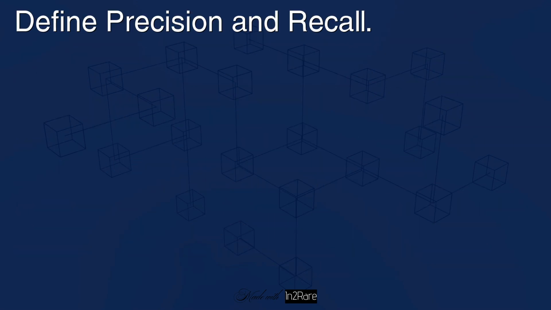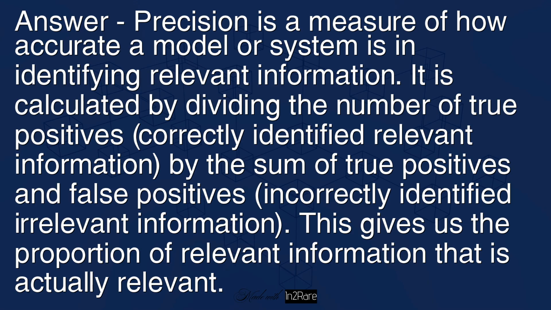Define precision and recall. Answer: precision is a measure of how accurate a model or system is in identifying relevant information. It is calculated by dividing the number of true positives, correctly identified relevant information, by the sum of true positives and false positives, incorrectly identified irrelevant information. This gives us the proportion of identified information that is actually relevant.